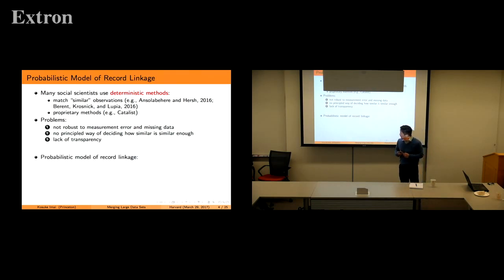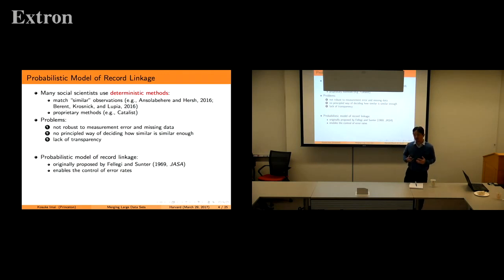Well, what I want to advocate is that, going back to the 60s, there's a large literature in statistics we can exploit to do this type of record linkage probabilistically. So the original model was proposed back in 1969, and since then there have been some advancements, but it seems all the methods are really based on this nice idea that Fellegi and Sunter had back in 69. And what's nice about this is that it enables the control of error rates. So what I'm going to do in this talk is show you how we apply this algorithm to some of the large-scale data sets that we had.